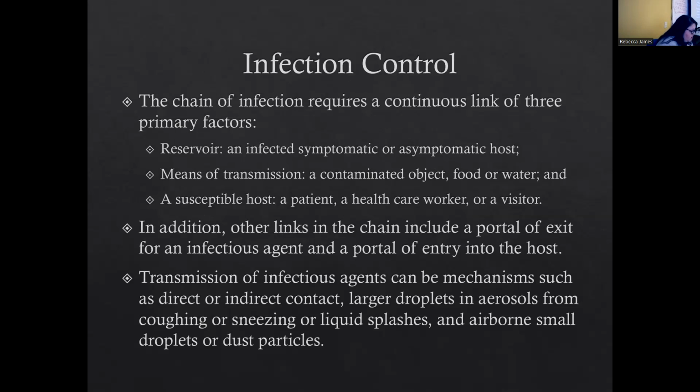Infection control. The chain of infection requires a continuous link of three primary factors: the reservoir, which is an infected symptomatic or asymptomatic host; the means of transmission, which is a contaminated object, food, or water; and then a susceptible host, which is a patient, a healthcare worker, or a visitor. So you have the reservoir, which is the person that is infected.